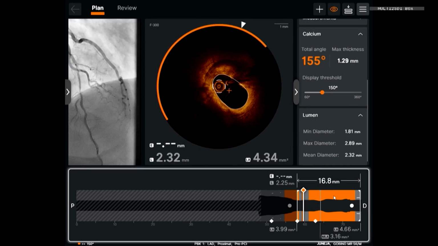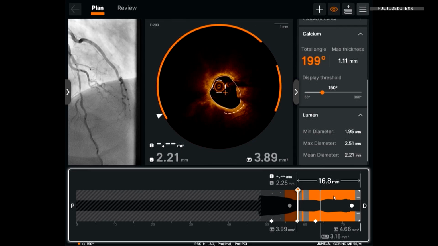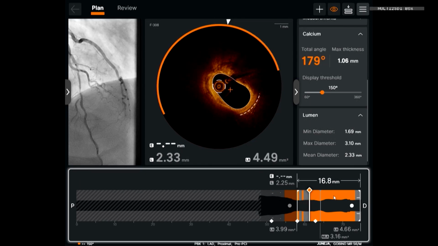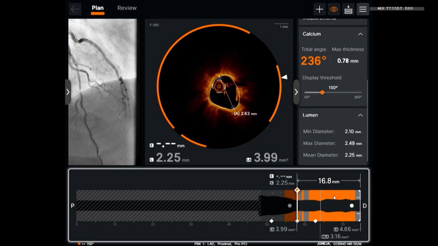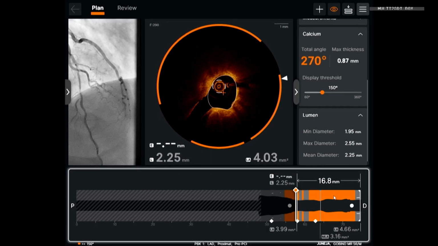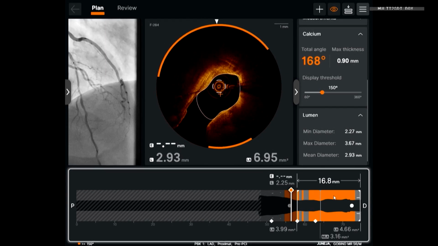So look at it, it's almost a 300-degree calcification, and the thickness of calcium is also big. So we are coming distally, from distal to proximal. Come to the ostium. No, don't move. Come back. Show the ostium of the LAD. Ostium already. Come back. Okay, so this is the ostium.